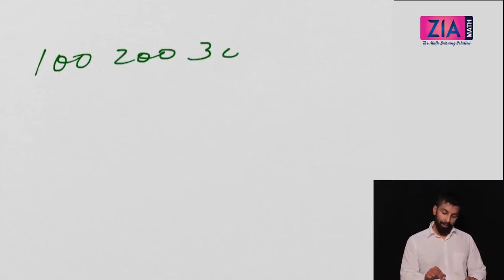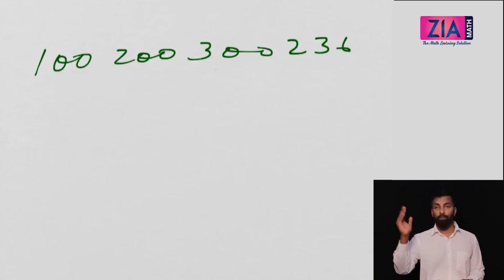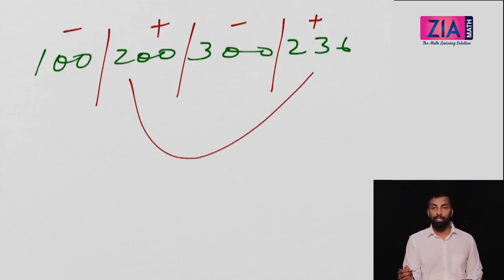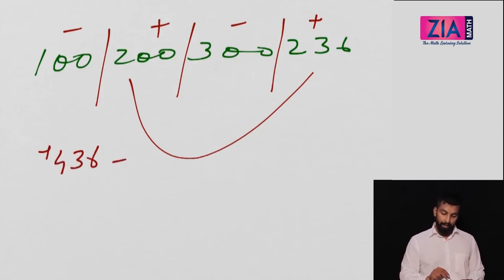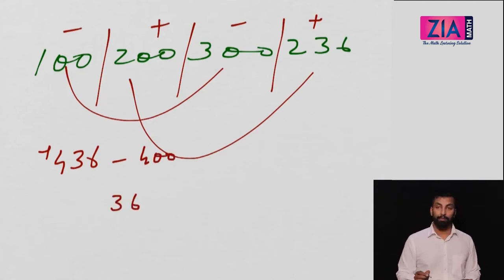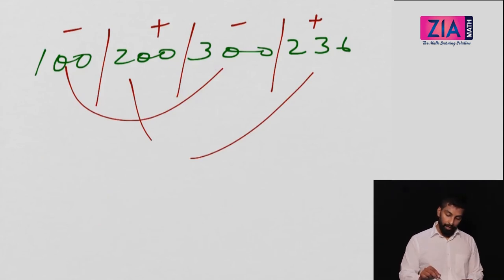So if you want, let's take an example. 100, 200, 300, take it as 236. Okay. Now, how to find the answer? You will group it into triplets from the rightmost side like this. Okay. Then you put plus minus signs alternately. Plus minus, plus minus. Then you bring the groups with the same signs together. So 200 plus 236, you get 436, which is positive, minus this is 400. So what you got is actually 36. Now what you need to do, you can divide this 36 by 13 and see what is the remainder. You get 10.